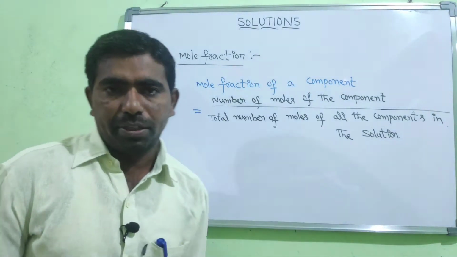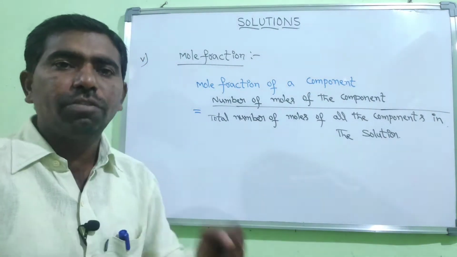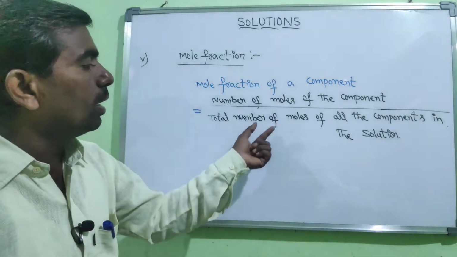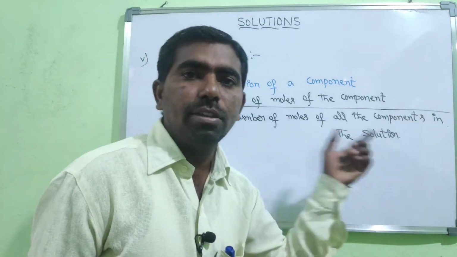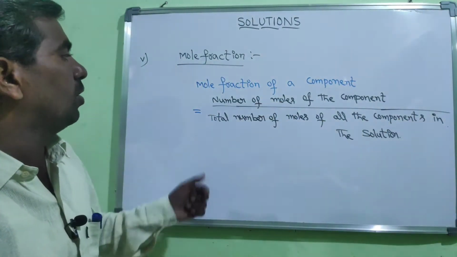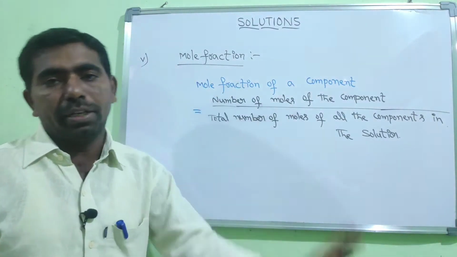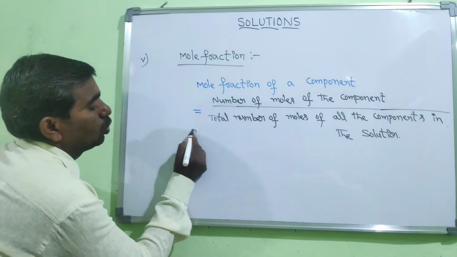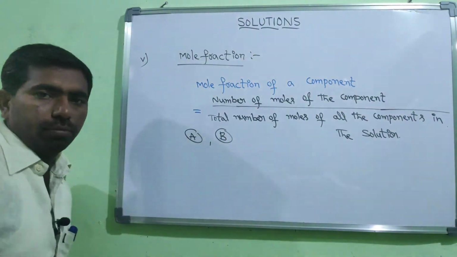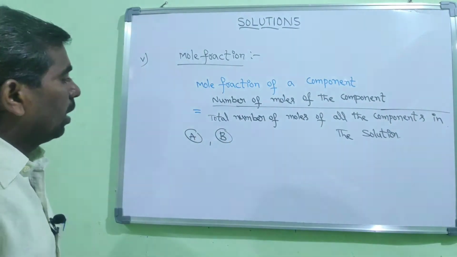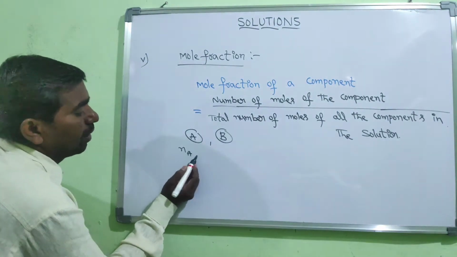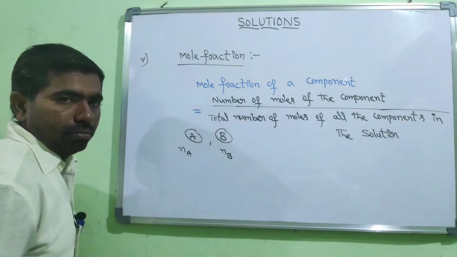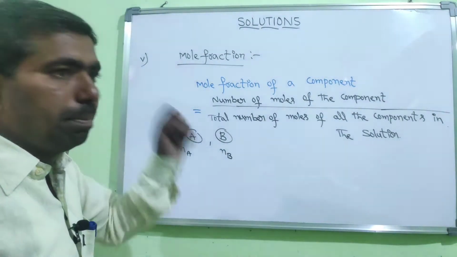Mole fraction of a component is defined as the ratio between the number of moles of the component and the total number of moles of all the components in the solution. So this ratio is generally known as the mole fraction of a component. For example, two components are present in a solution, A and B, and Na represents the number of moles of A component, Nb is the symbol that represents the number of moles of the B component.